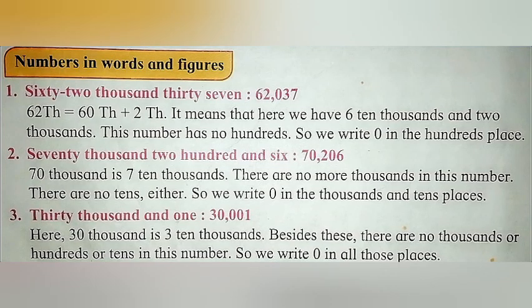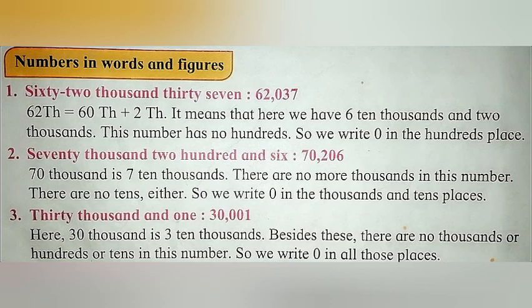Numbers in words and figures. First one, 62,037. Here 62,000 is equal to 60,000 plus 2,000. It means that here we have 6 10,000s and 2 thousands. This number has no hundreds, so we write 0 in hundreds place. Now previously when we learnt about the two examples in 4-digit numbers, we added 0 into the empty places. When they have not given a place value, we simply add 0 to the digit. Now same way, here we are learning about numbers in words and figures of 5-digit numbers.